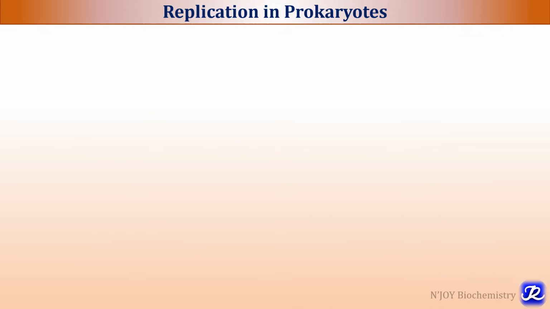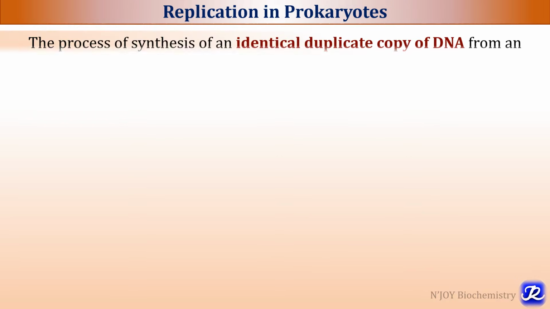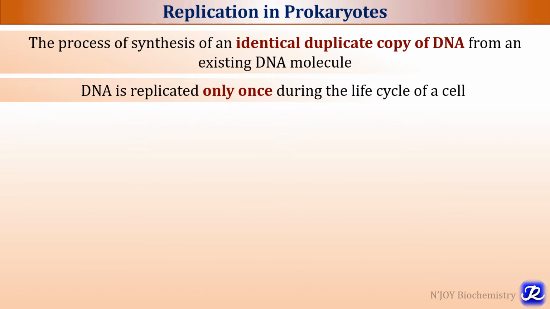DNA replication is essential for the transmission of genomes and the genes they contain from one generation to other generation. It is required for continuation of species and occurs during cell division. Replication is very well studied in prokaryotes like E. coli. So what is replication? It is the process of synthesis of an identical duplicate copy of DNA from an existing DNA molecule. And DNA is replicated only once during the life cycle of a cell.